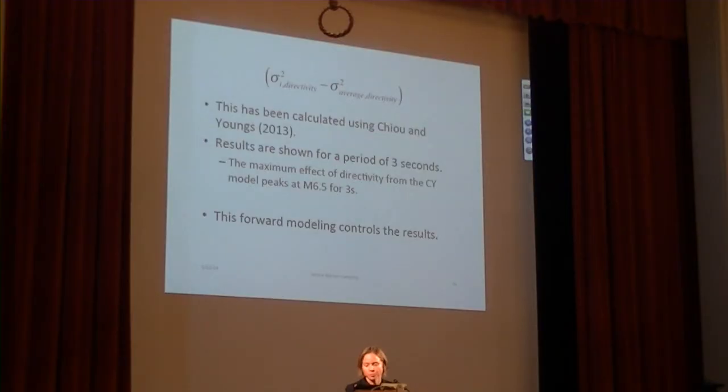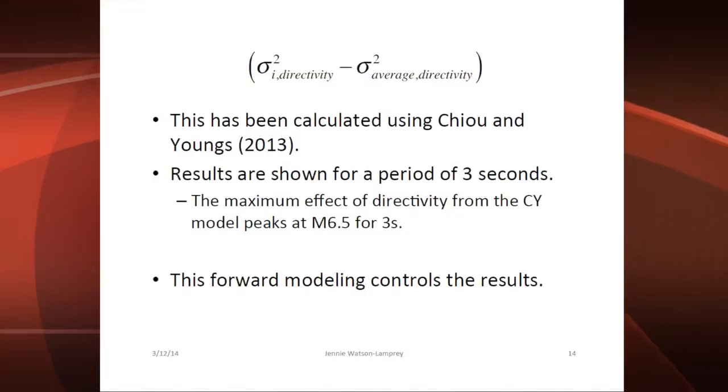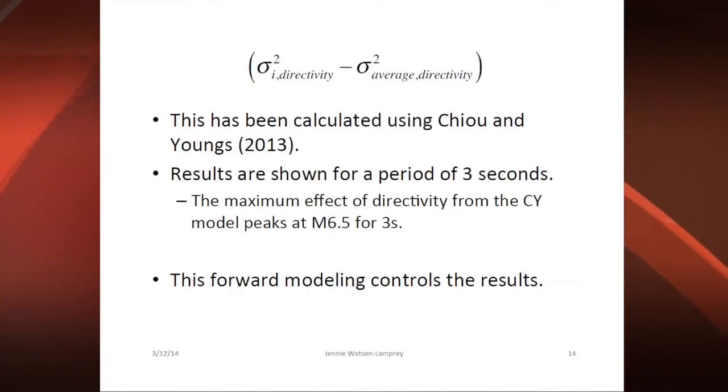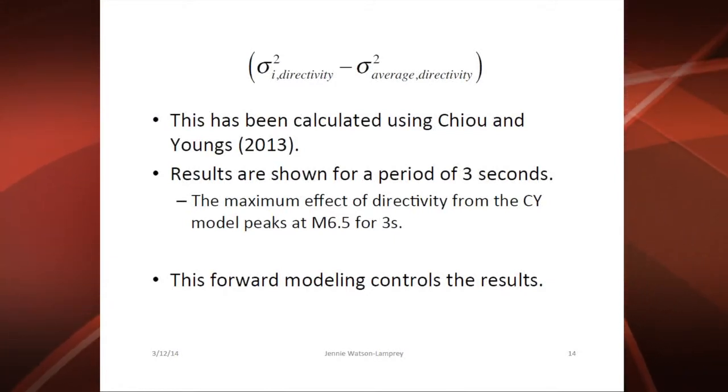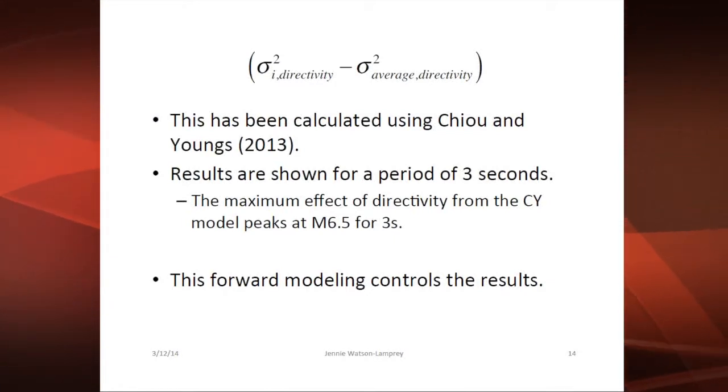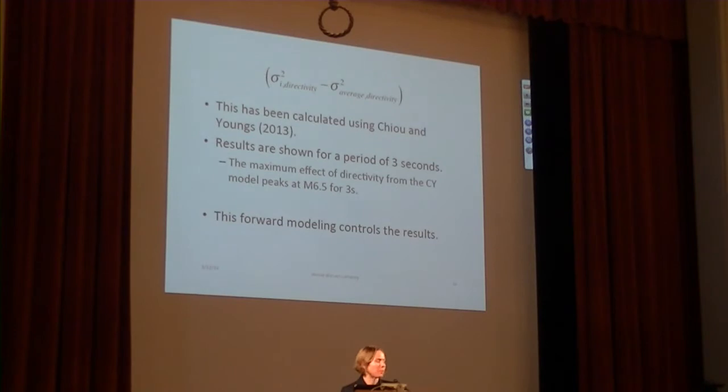prediction equation. Oh, and I just wanted to note too that for the Chiou and Youngs directivity model, because I'm just showing you 3 seconds, the peak effect is at a magnitude 6.5. But as you go out to longer periods, the peak effect will move out to higher and higher magnitudes. So you'll see a peak here at around a magnitude 6.5, but that would change depending on the period you were looking at.